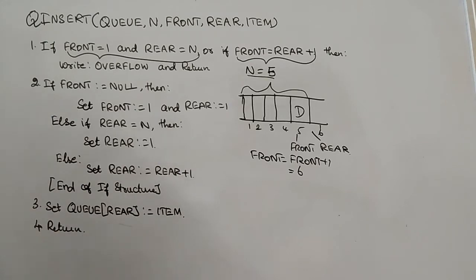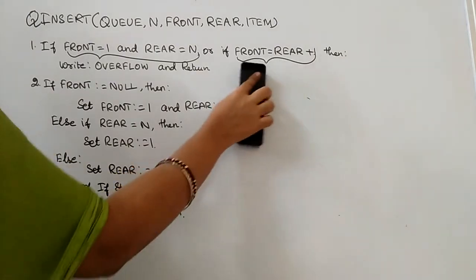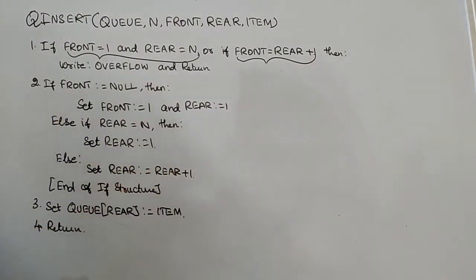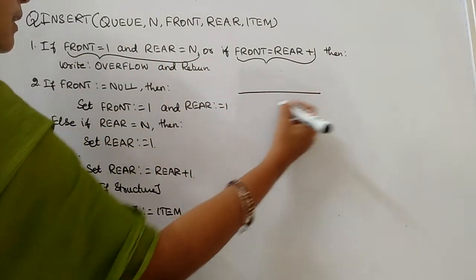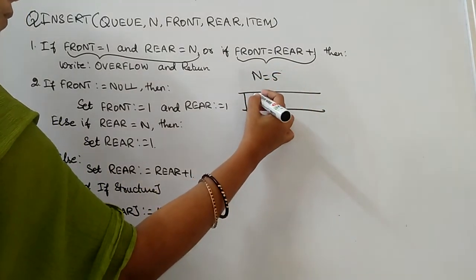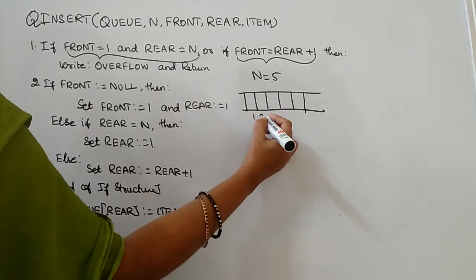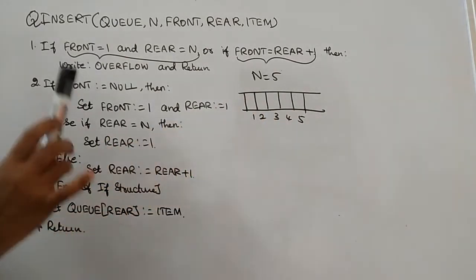In case the queue is not filled, what are we going to do? Just for an example, take the same n equal to 5, so 1, 2, 3, 4, 5: 5 spaces, 5 cells are there. Consider here that the queue is empty.